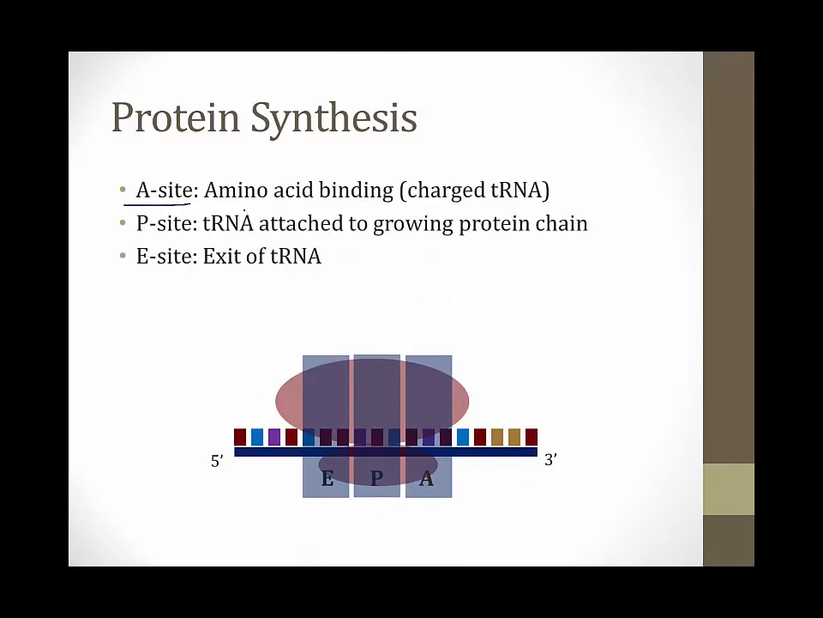The A site is the location of amino acid binding. This is the codon that is going to bind to the anticodon on a charged molecule of tRNA. The P site will hold the tRNA that is attached to the growing protein chain. I'll show you that in a minute. And then finally, the E site is the site for the exit of tRNA after it has given up its amino acid to the growing protein chain.